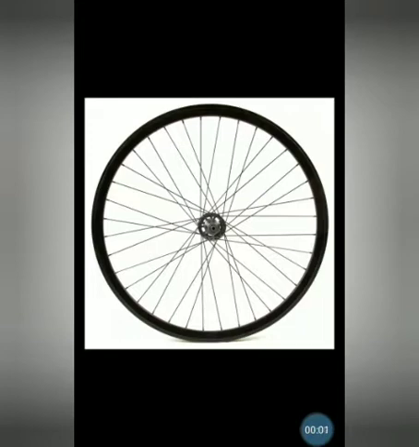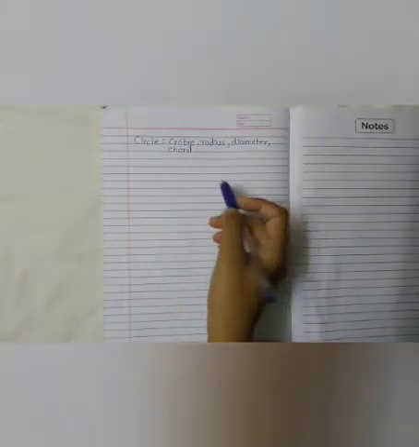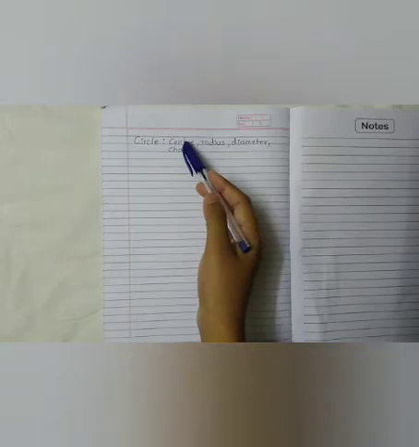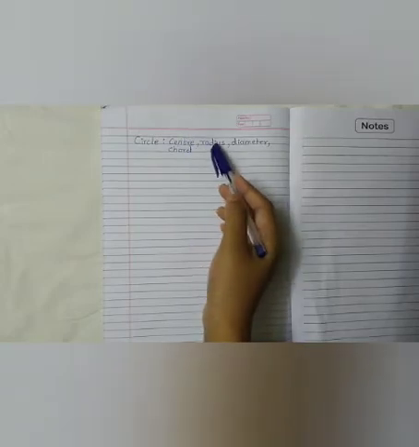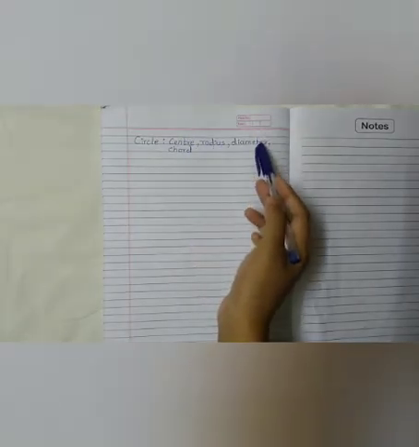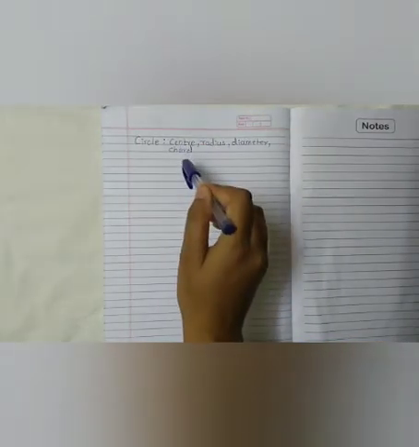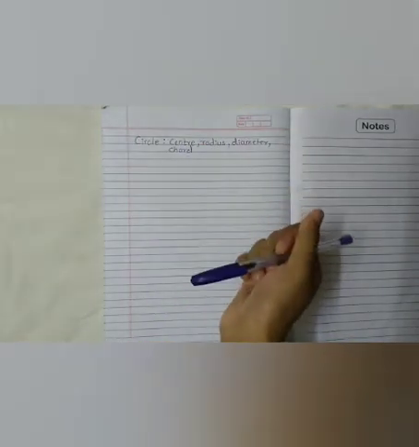So children, how can we define a circle? Yes, a circle is a closed figure which is made up of only one curved line. Now students, next we are going to study what is the center of the circle, radius of the circle, diameter of the circle and chord of the circle. So let us start our study.